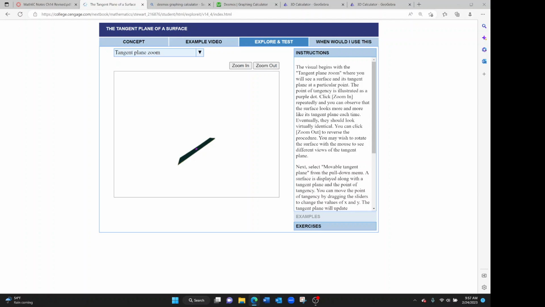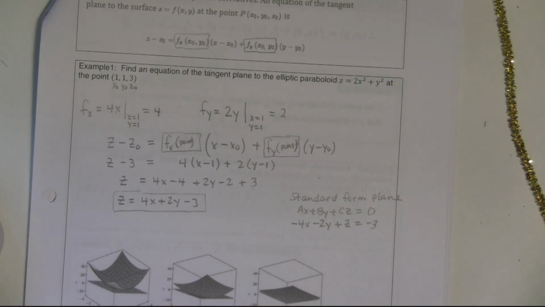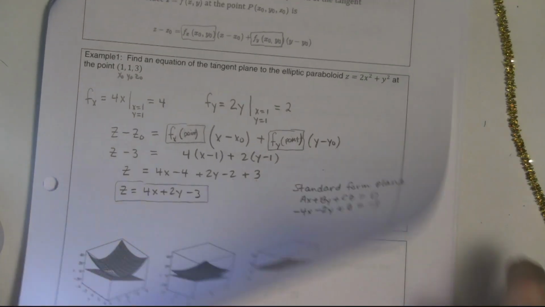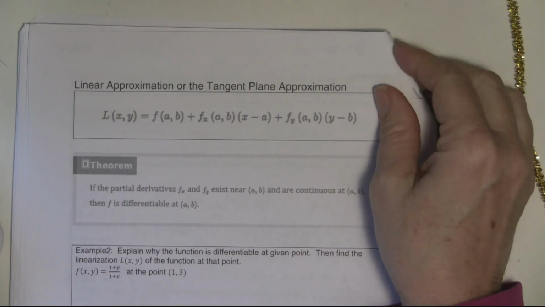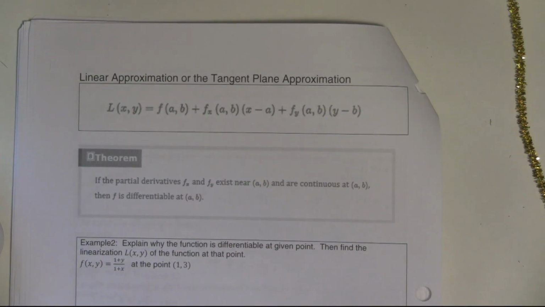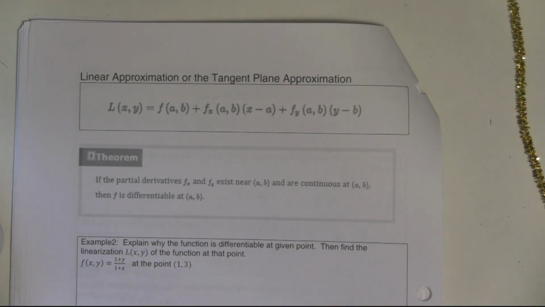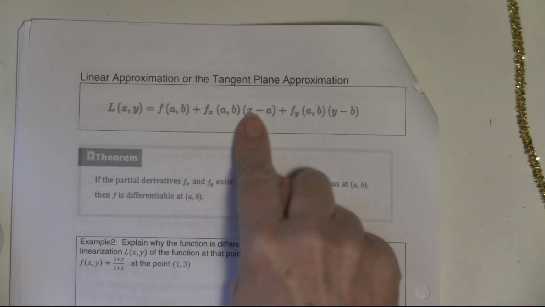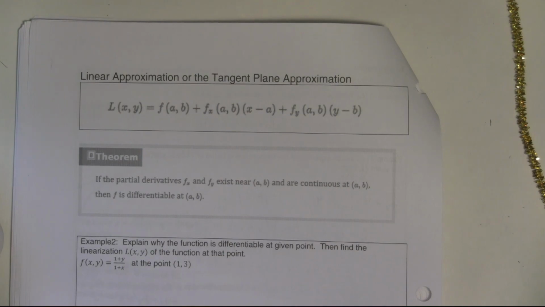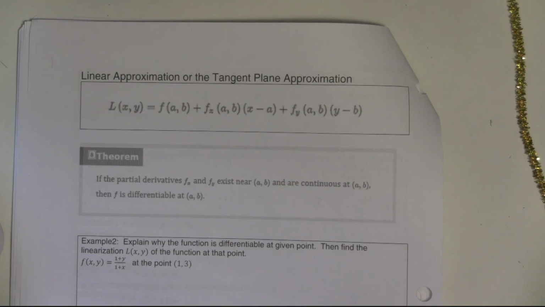So I want to come back on this computer and back to paper view. Okay, so we did that. And then they talk about a linear approximation, or the tangent plane approximation. That's another name for it. They gave you a formula of it here, and we're going to give a try to it and see how we do. And then there's a theorem there too.